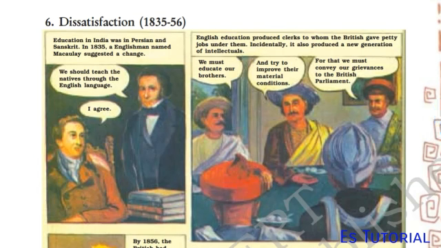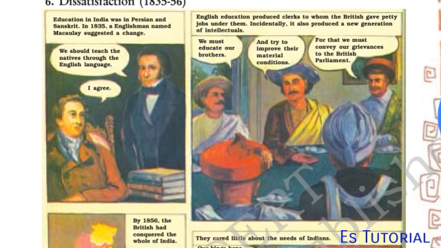Then dissatisfaction, 1835 to 56. Education in India was in the Persian and Sanskrit. In 1835, an Englishman named Macaulay suggested a change. We should teach the natives through the English language. I agree. English education produced clerks to whom the British gave petty jobs under them. Incidentally, it also produced a new generation of intellectuals.